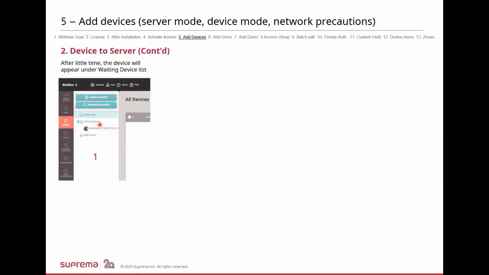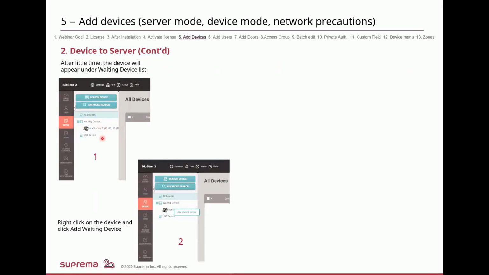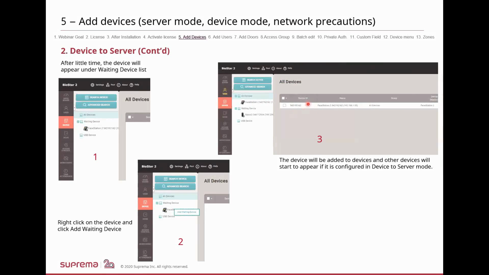Now, after you have done this and connected the device to the network, the device is going to seek, as per your network routing, trunking, whatever you have done to the network, for that device IP address to reach the server in Dubai. It's going to be in the waiting list. After that, please right-click on the device, and when you right-click, add waiting device will appear. Click on it, and the device will be added already to BioStar 2. And you can see here that more devices are going to show up.